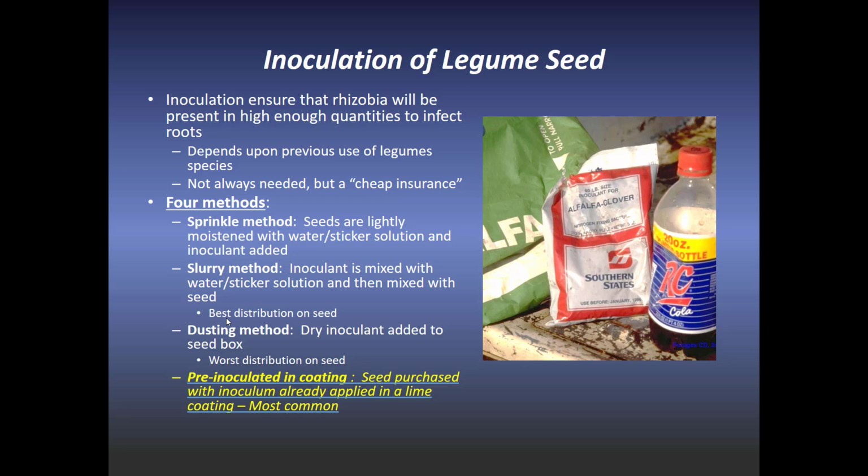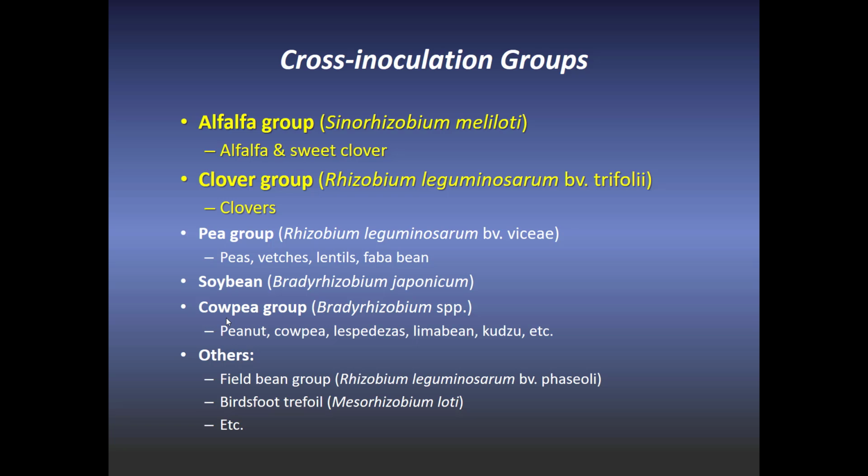And as I said at the beginning of this slide, the most common way that we get inoculum on seed these days in commercial seed lots, especially of improved varieties of legumes, is by a coating on the seed. So we call that pre-inoculation. The inoculant is already on the seed in a lime coating, and that's the most common. Also in that lime coating are quite frequently fungicides, which will prevent some of the diseases that will attack seedlings while the plant is trying to get established.